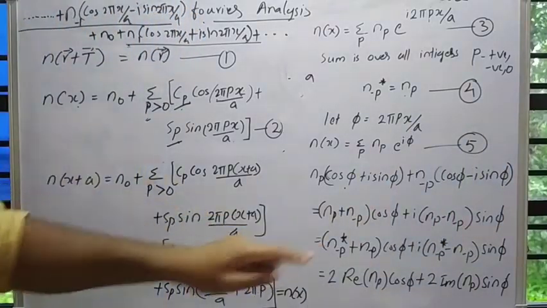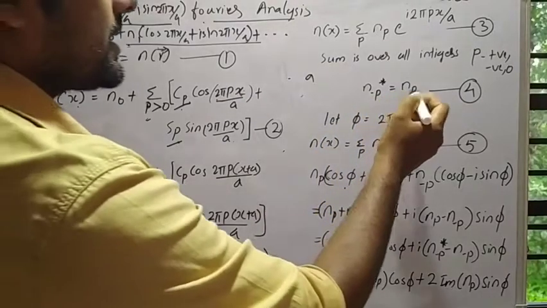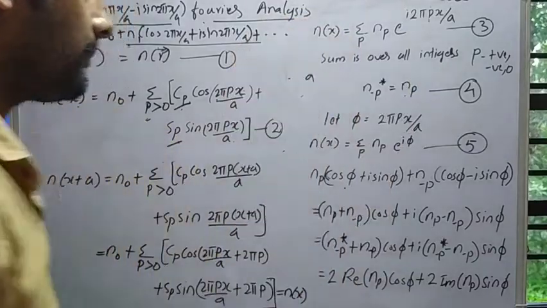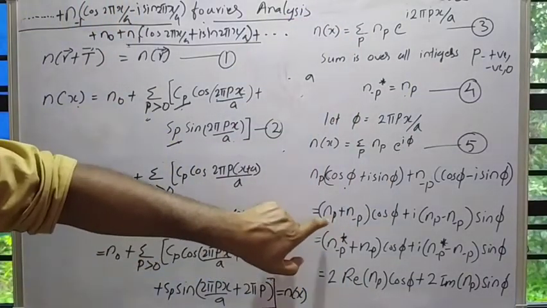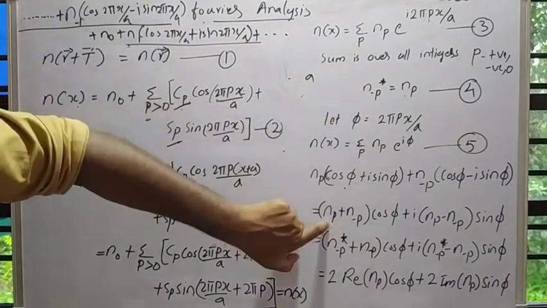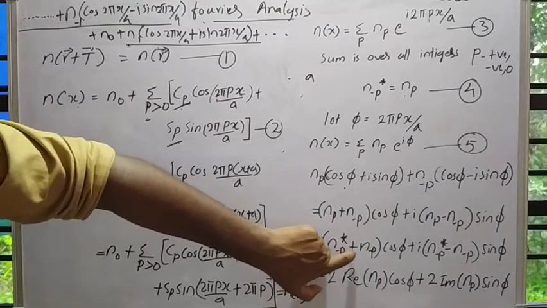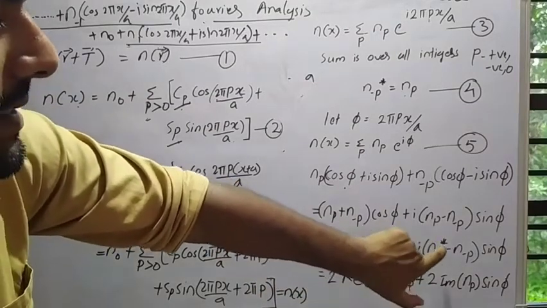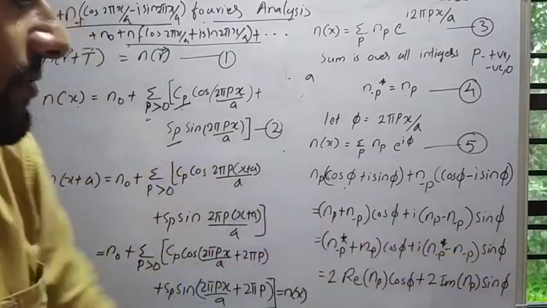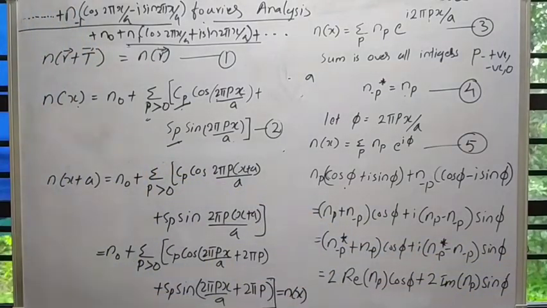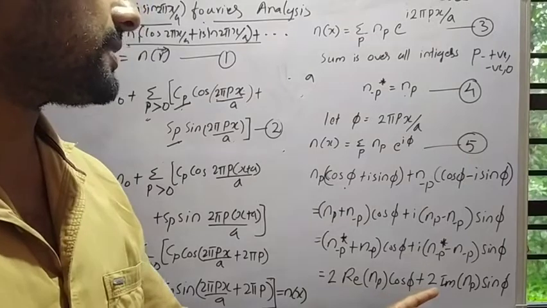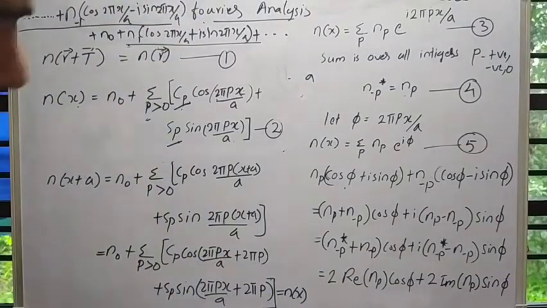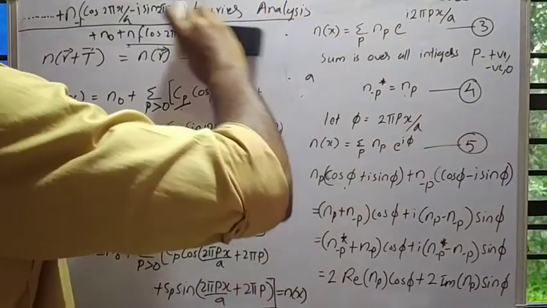And that is equal to, we have applied a condition np equal to n minus p star, and we need to substitute this value here: (n minus p star plus n minus p) cos phi plus i(n minus p star minus n minus p) sin phi. And that is equal to 2 into the real part of np cos phi plus 2 into the imaginary part of np sin phi. I'll explain it.